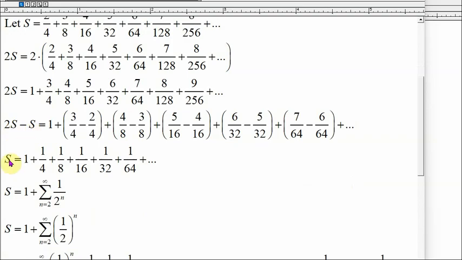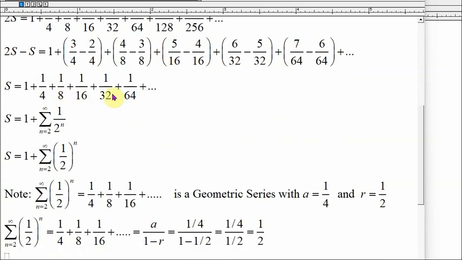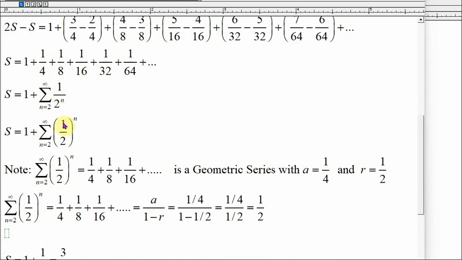2S minus S is S, and then here we get 1/4, 1/8, 1/16, and so on. So this is the sum. We can rewrite this part right here as the summation with the expression 1 over 2 to the n. When n is 2, we get 1/4. When n is 3, we get 1/8. When n is 4, we get 1 over 16, and so on. And we can rewrite 1 over 2 to the n as (1/2) to the n.